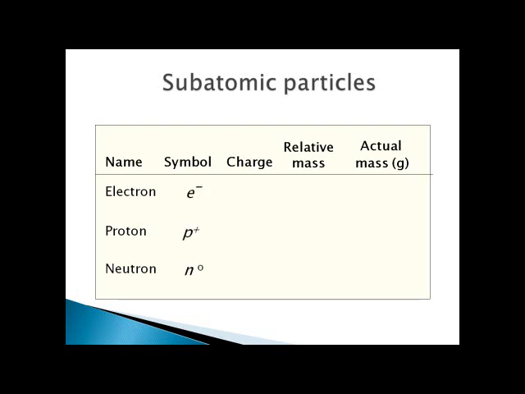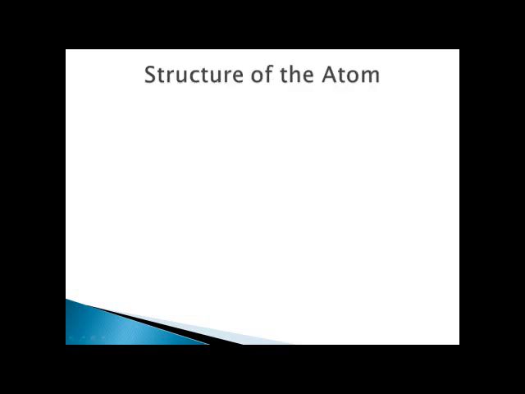We will be using the symbols shown, e-, p+, and n0, to represent them. The electron has a -1 charge, the proton a +1 charge, and the neutron is neutral or uncharged. The electron is significantly lighter than the proton or the neutron, and the actual mass measured in grams, you will see, is in the range of 10 to the -24 to the -28 grams, which is obviously quite small.